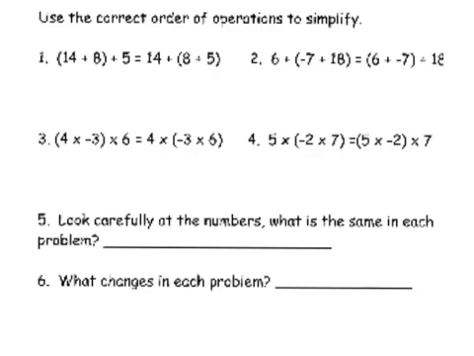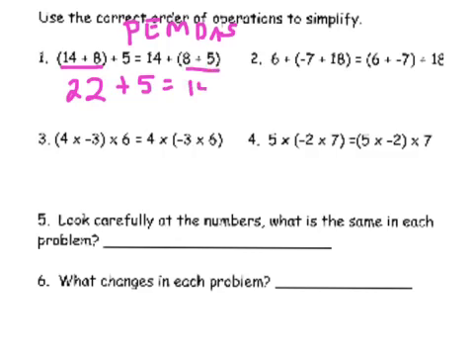Okay, moving on to some more fascinating mathematical problems. It says use the correct order of operations to simplify. We know for order of operations we have to use PEMDAS. So we have to do whatever's in the parentheses first. So right here, we're going to start here. 14 plus 8 gives us 22 plus 5 equals, got to start here, 14 plus 13. So 22 plus 5, that's 27. 27 equals 27. Pretty cool.